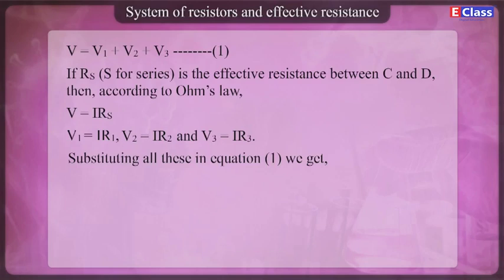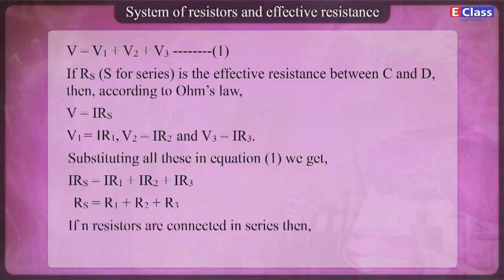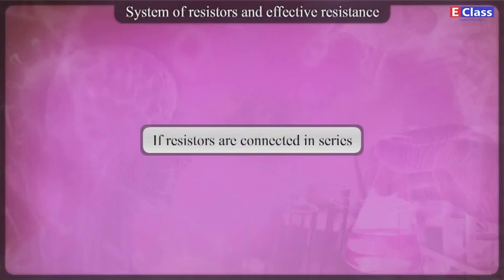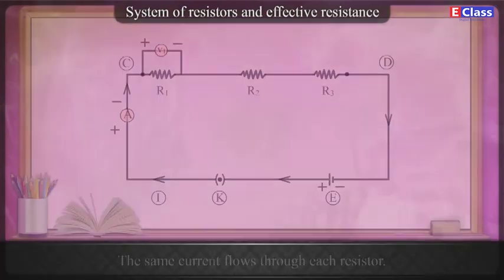Substituting all these in equation 1, we get I Rs is equal to I R1 plus I R2 plus I R3. Rs is equal to R1 plus R2 plus R3. If n resistors are connected in series, then Rs is equal to R1 plus R2 plus R3 plus up to Rn.